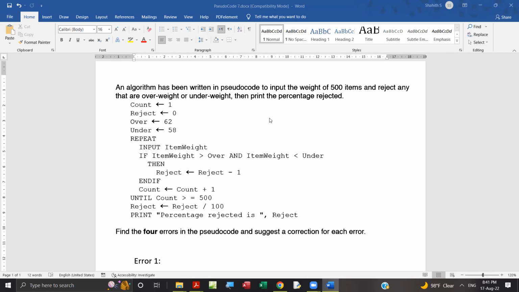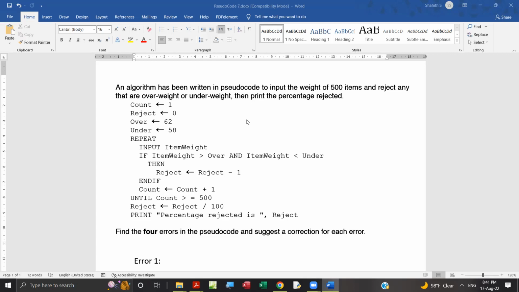we need to reject. We need to take count. Why do we need to take count? Because we need to find the percentage rejected. That's why. So here we need counting. Yeah, we need to count. That is, a counting statement is needed. Because we need to take count.